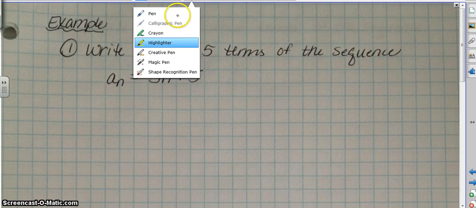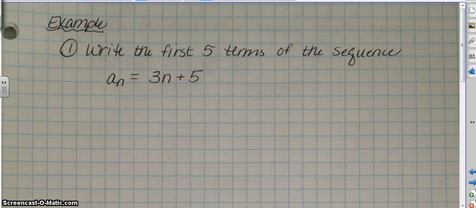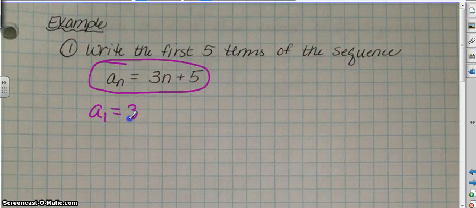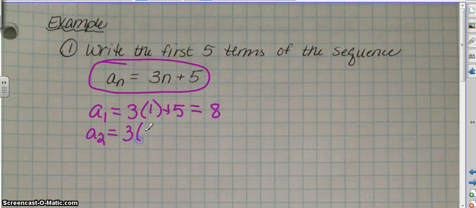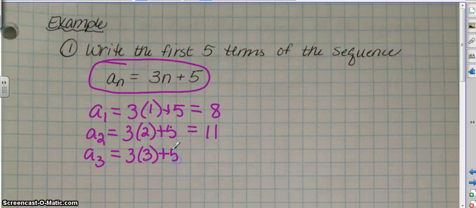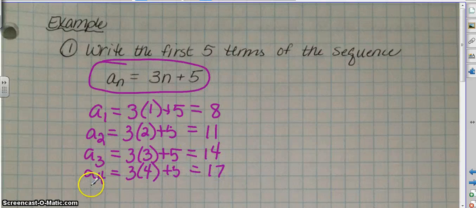So an example that I'd like to go over is this. We want to write the first 5 terms of the sequence. A sub n is equal to 3n plus 5 is the formula on how to get each of the terms. A sub 1 is 3 times 1 plus 5, which is 8. A sub 2 is 3 times 2 plus 5, which is 11. A sub 3 is 3 times 3 plus 5, which is 14. A sub 4 would be 3 times 4 plus 5, 17. And finally, A sub 5 is equal to 3 times 5 plus 5, which is 20.